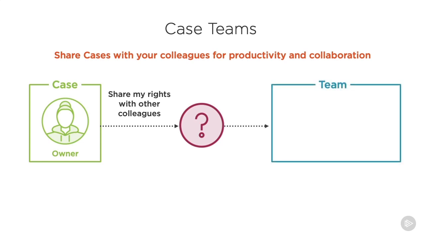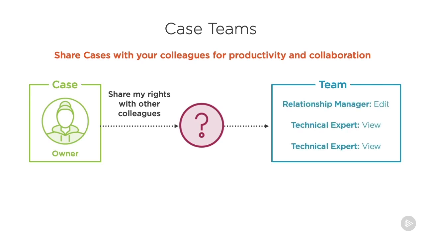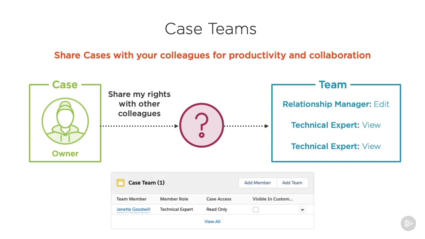What a case team does is it allows you to add your team members to specific roles on the case. Each one of those roles has specific rights assigned to them. For example, here in our team, we have a relationship manager who gets edit rights and two technical experts who each get viewing rights, which means they cannot edit the case. So here in our example, we could add Janet Goodwill to our case team as a technical expert. This would in turn give her case access in read-only mode.